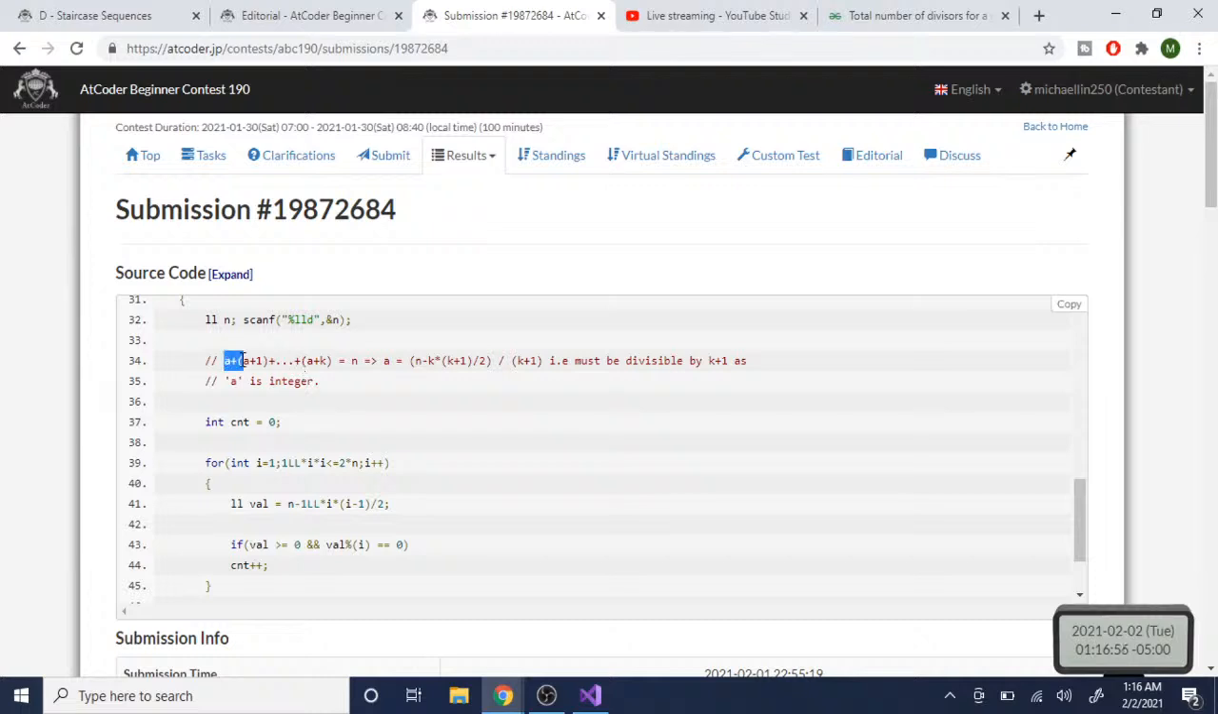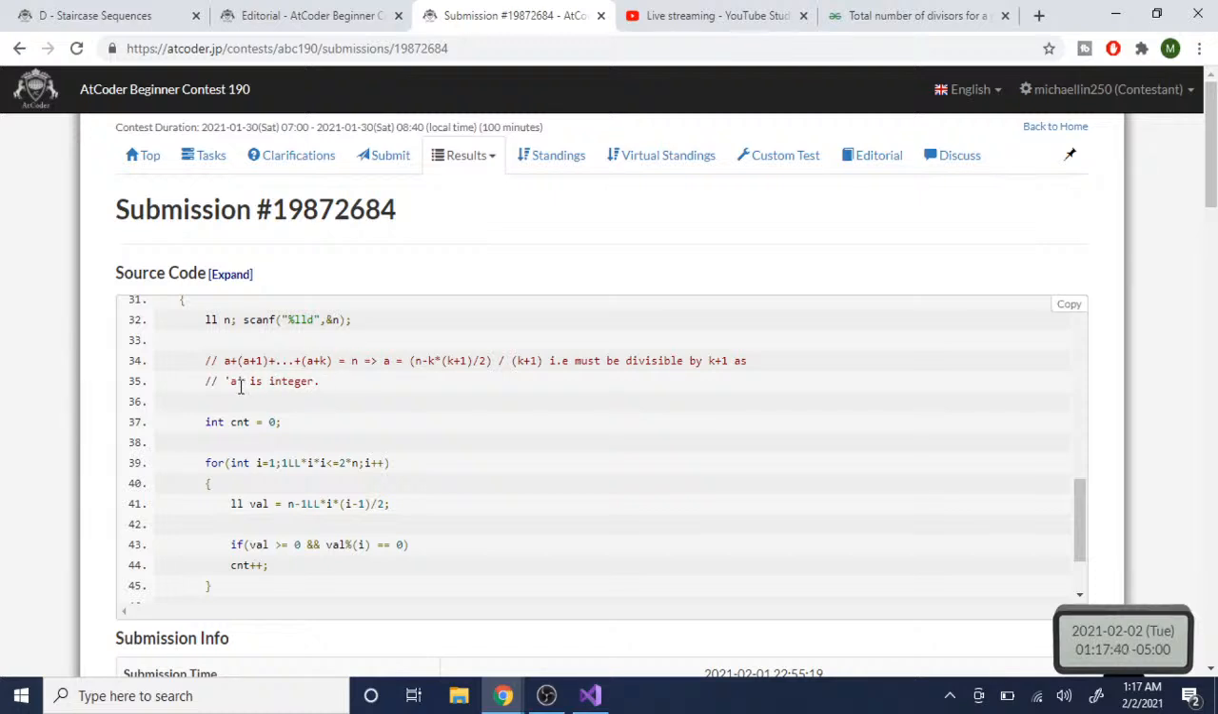So because we know that a summation of 1 to n is n times n plus 1 over 2, right? Here what they're saying is that a is any number, so if we're summing from a to a plus k, and this value is equal to n, this must imply that a is equal to n minus k times k plus 1 over 2.